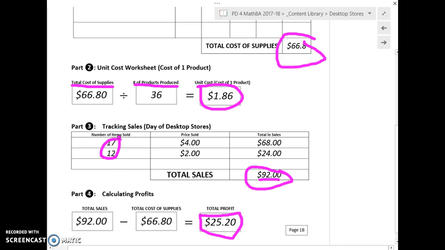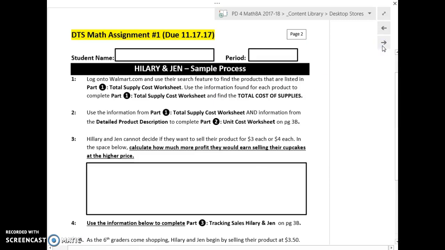So those are little things, again, especially if you're going nonprofit, please be sure to calculate this before you hand over your money. Otherwise, you're donating an extra $66.80. All right, so page 2 is just a description that walks you through page 3A and 3B.